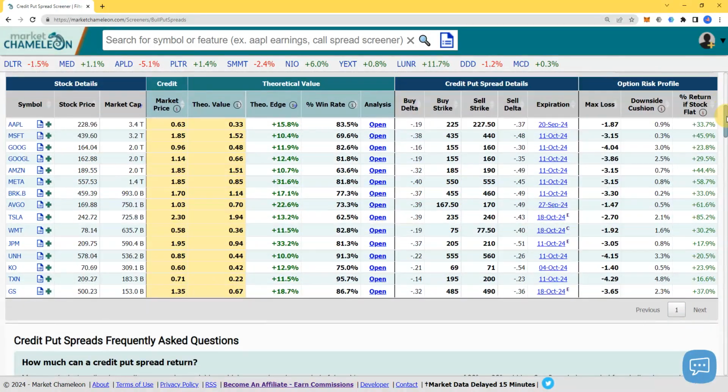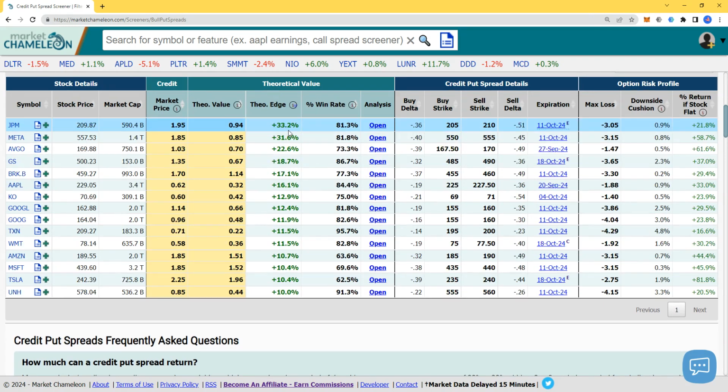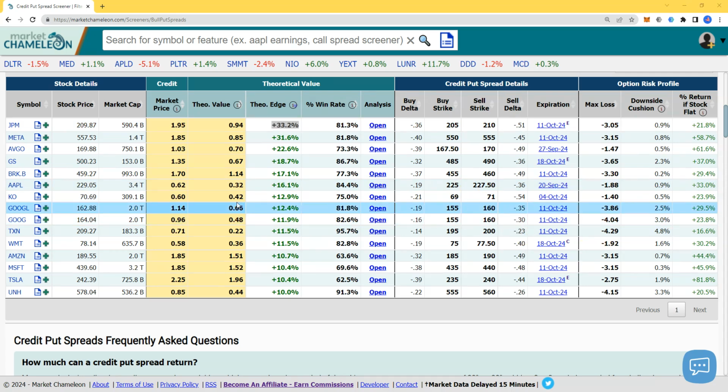So while we have all those great high cap market stocks, I'm gonna filter by a couple of things. Let's start with the theoretical edge. You're gonna click here twice, and that means I'm just filtering to collect as much income as possible based on what I should have collected in the past. The higher the edge, the more income you collect than what you should have collected based on history numbers.